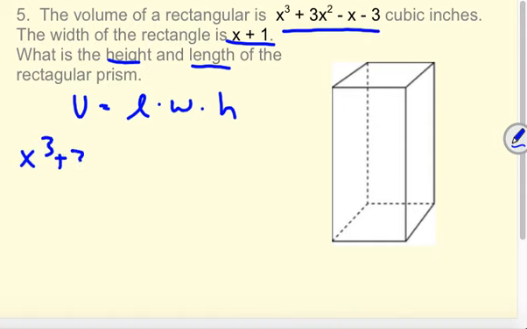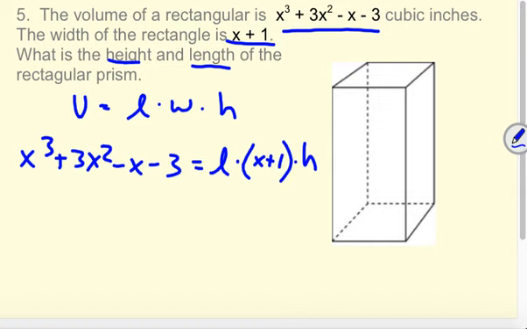x cubed plus 3x squared minus x minus 3 equals, I don't know the length, I do know the width. The width is x plus 1, and the height. So we want to find the length and the height. So I'm going to divide by x plus 1 to get rid of that.